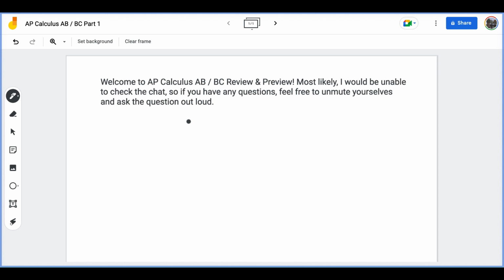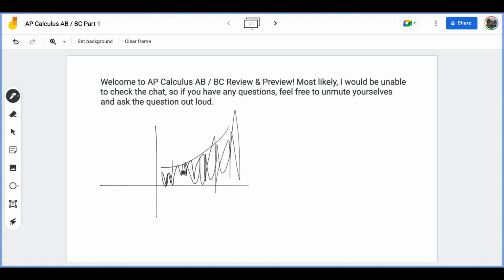The final thing for this session is area under the curve. So when you have a curve and you want to find the area under it, in calculus you call that the integral. In pre-calculus you would just call that area under the curve. There are a few ways of finding it.